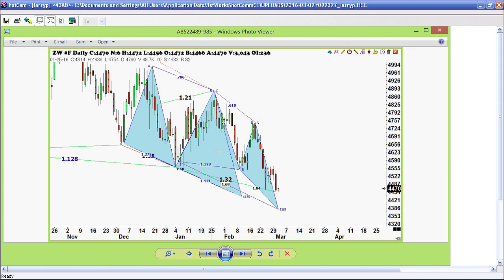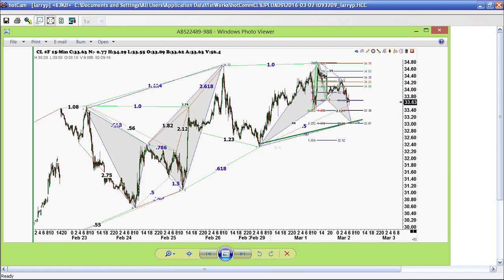You'll see here in crude oil, we did make a higher high from last week. We didn't go anywhere. We backed off immediately about $1.20 a barrel. We've held the 61% retracement here at that 33.30 area. We didn't quite get down to the larger number in crude, but it's still got a chance to get out of here. As long as we can stay above $33 a barrel, we've got a chance at $37 to $38 a barrel in the market.